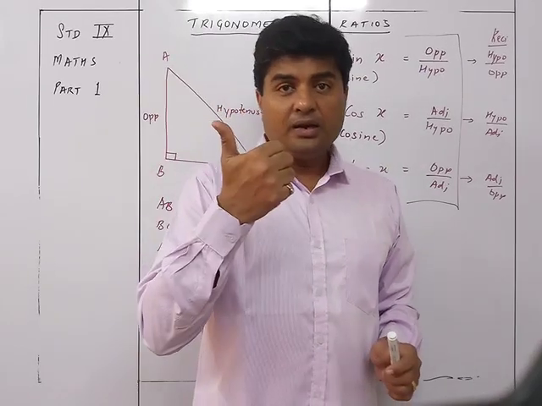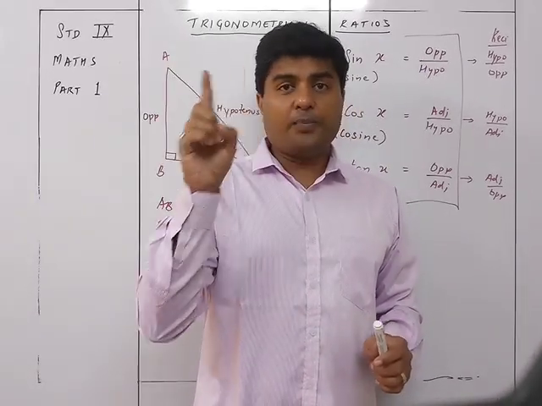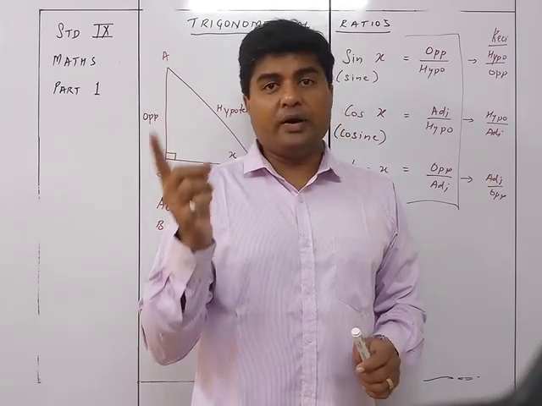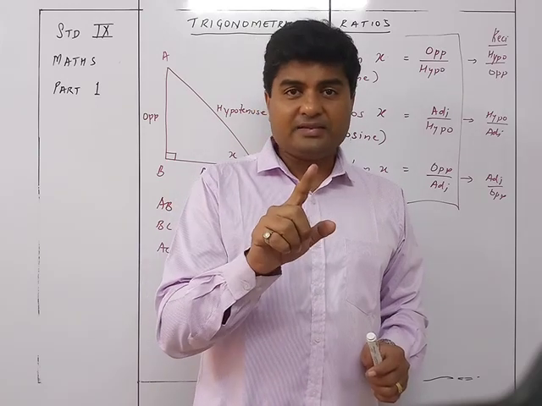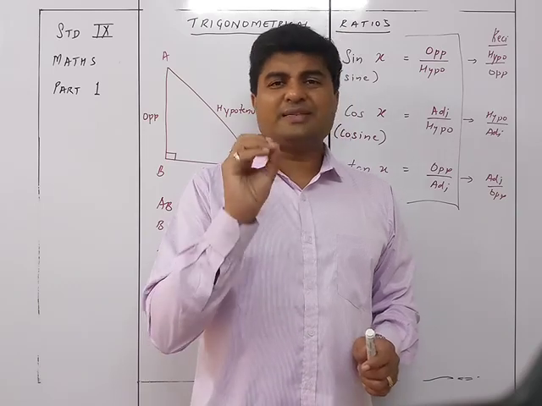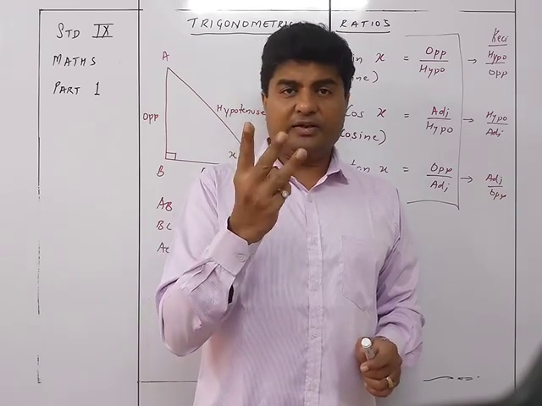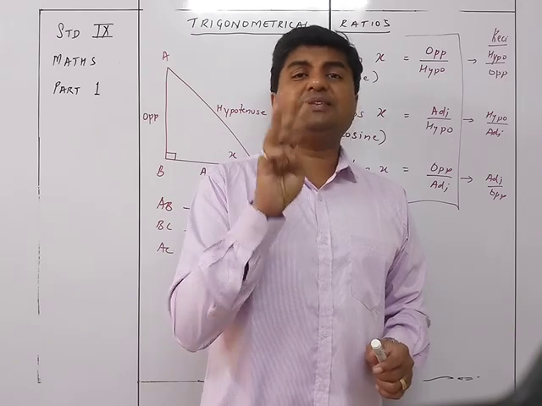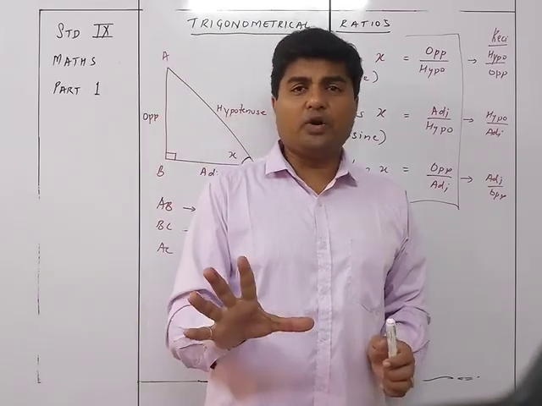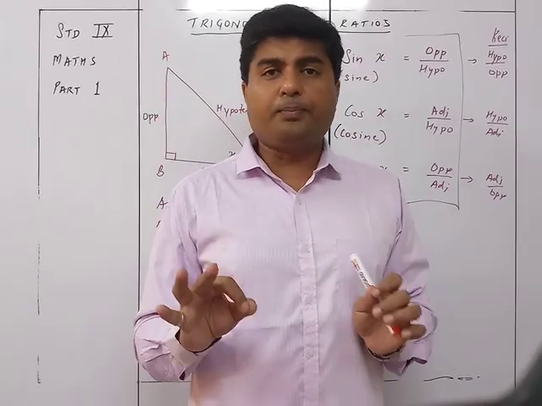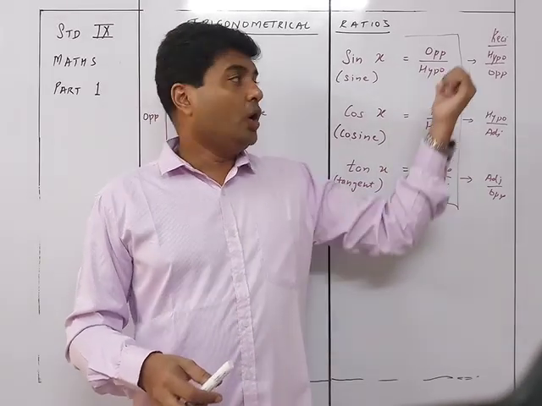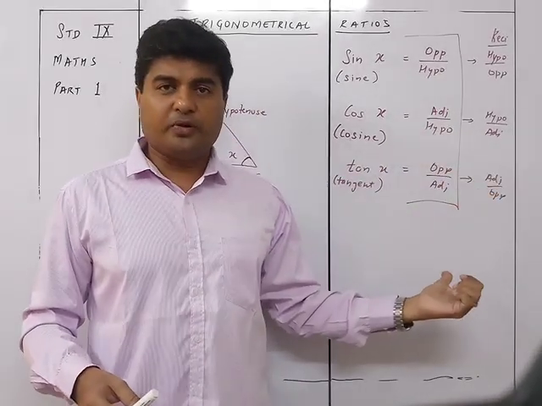Sine x is opposite upon hypotenuse, cos x is adjacent upon hypotenuse, and tan x is opposite upon adjacent. So these are the basic three ratios. Now this is the most important thing to learn. In the complete trigonometry, the first and most important thing to learn is these three ratios: sine, cos, and tan, opposite upon hypotenuse, adjacent upon hypotenuse, opposite upon adjacent.